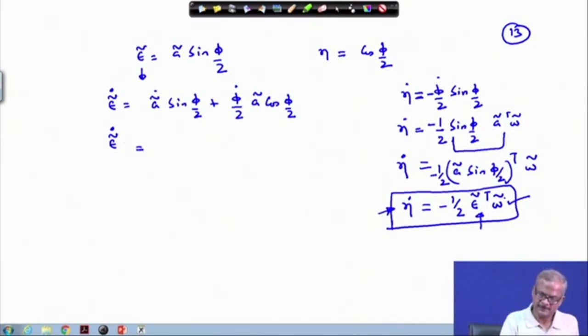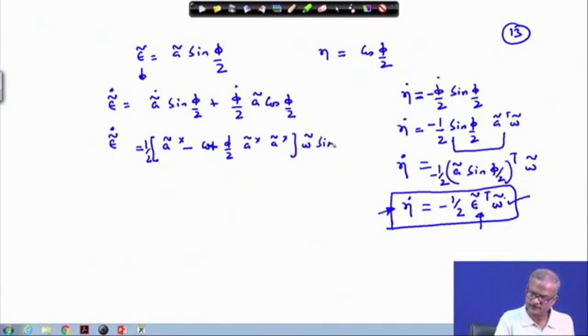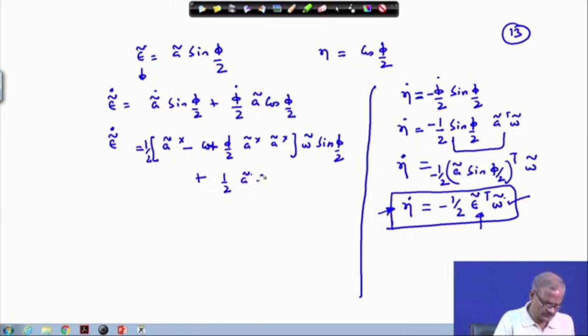Similarly, we have to write this here. This is epsilon dot we have already written here, okay. And this we can write in a proper way to meet our need. So, a tilde dot we have already got, this is 1 by 2 times a tilde cross minus cot phi by 2 times a tilde cross times a tilde cross times omega tilde, then sin phi by 2, and then this term 1 by 2 times a tilde times cos phi by 2, and then phi dot ultimately will write in the format a tilde transpose times omega tilde, okay.